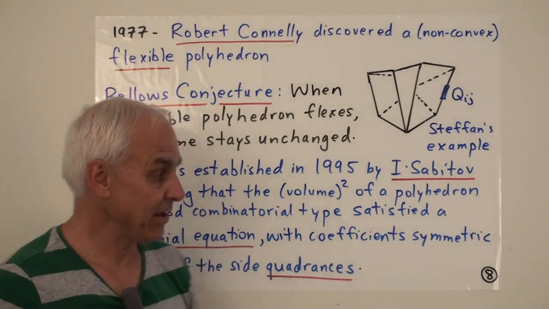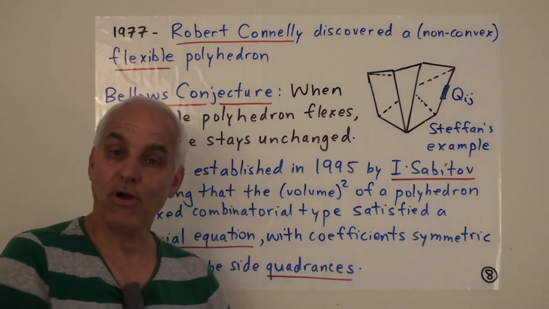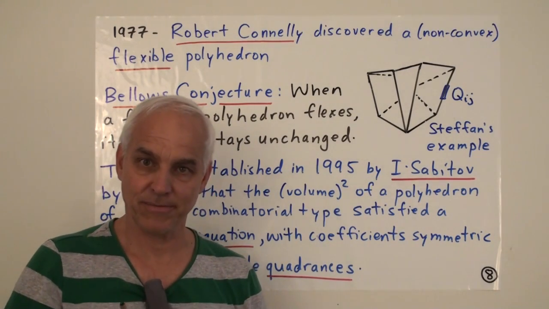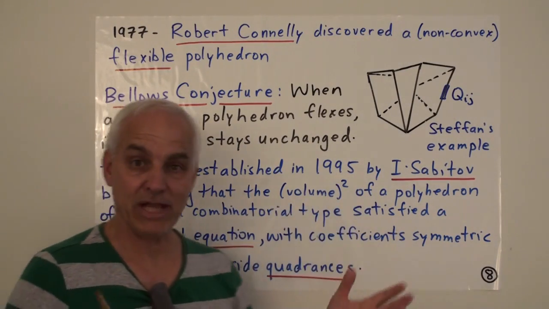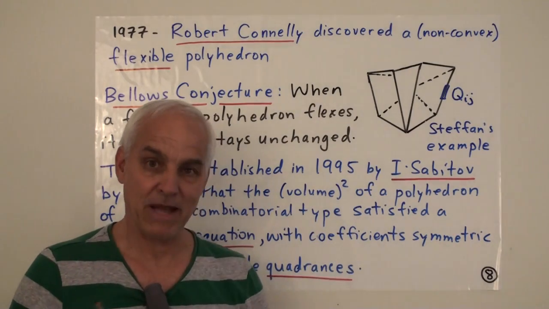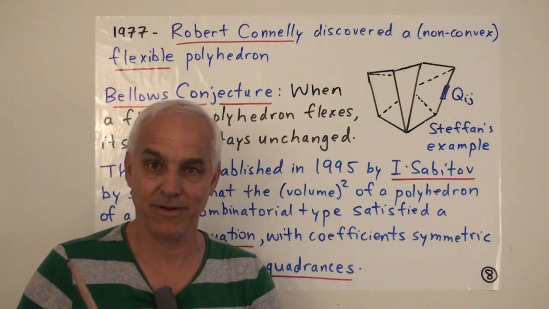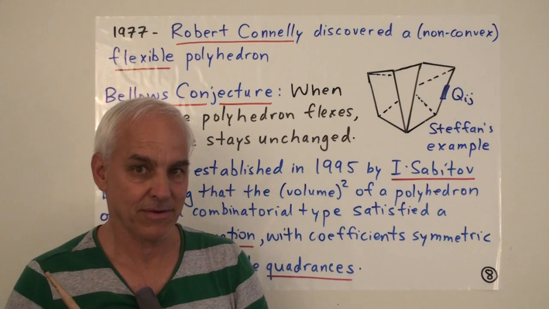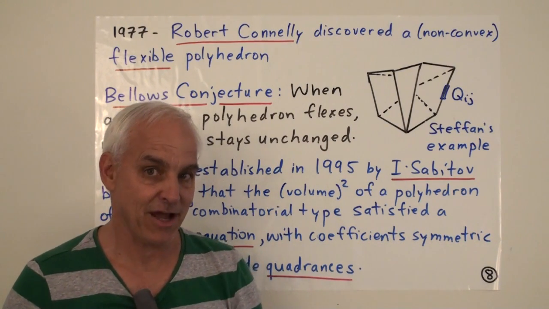It's a very elegant and powerful way of solving the Bellows conjecture, but also opening up a wide new arena for investigation. Namely, what do these polynomial relations look like? For a tetrahedron, we know it goes back to Tartaglia. What happens if you take an octahedron, or a cube, or an icosahedron? What kind of relation does the square of the volume satisfy with respect to the quadrances of the sides?